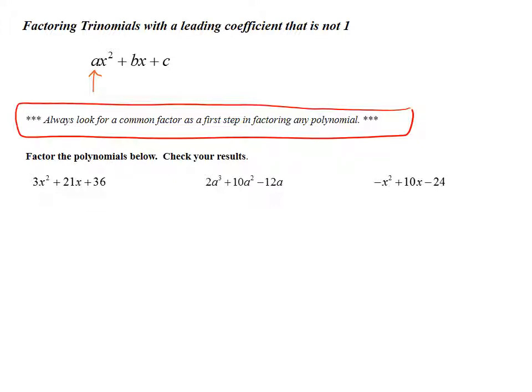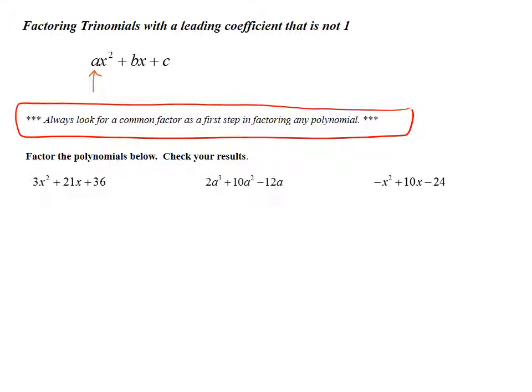Because if it is, we can take it out as a first step, and then the process just becomes like what we had before. So it won't be any harder as long as we take it out first. Sometimes it is common, sometimes it's not. We're going to look first at a situation where it's common. So let's look at several examples.